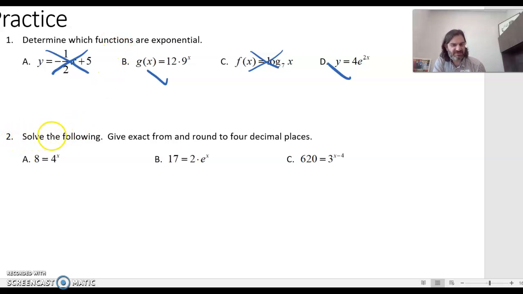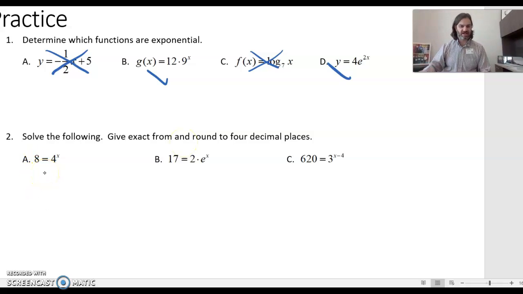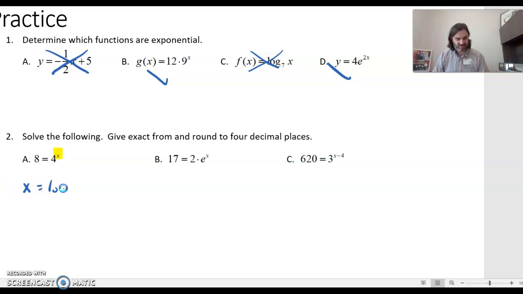So the next thing we have is to solve a couple of equations, and it says give an exact form and round to 4 decimal places. The first one is 8 equals 4 to the x. So our unknown is up there in the exponent position. We want to get it out, so we'll convert this over to a log. So we'll have x equals log base 4 of 8.